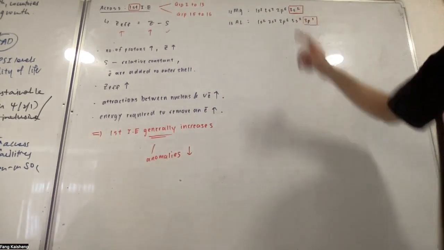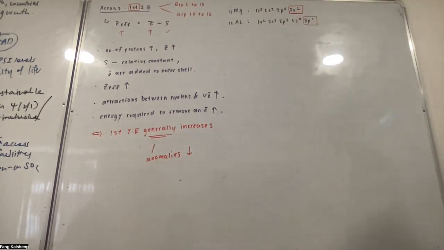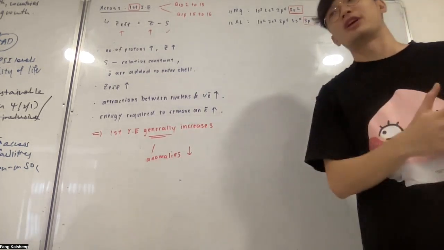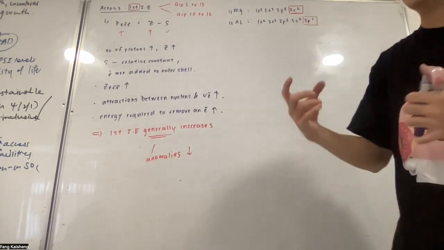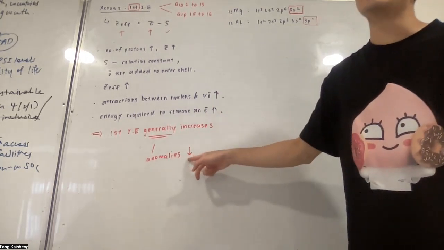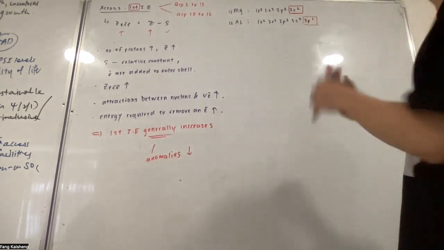Now, the simple answer is this. Can you tell me which one is further from the nucleus? 3p, right? So if it's further from the nucleus, is it less attracted or more attracted? Less attracted. So do you need more or less energy to remove? Less energy. That's why it is less than expected. Okay, that's the easy answer. You write that down first.